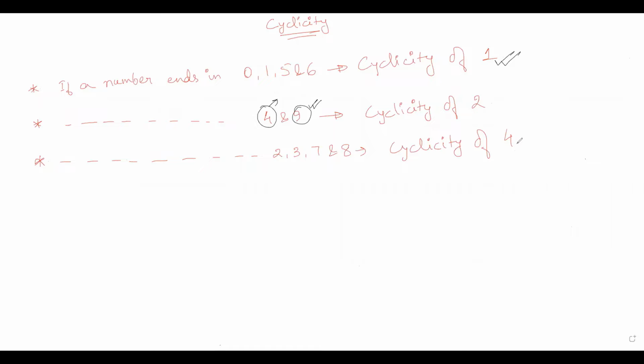And if a number ends in 2, 3, 7 or 8, then the higher powers will have a cyclicity of 4. In such cases, we will divide the power by 4 and we will check the remainders. For remainders 1, 2, 3 or 0, we will raise the last digit to 1, 2, 3 or 4 and we will note the resultant last digit.